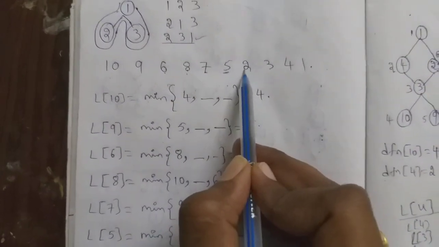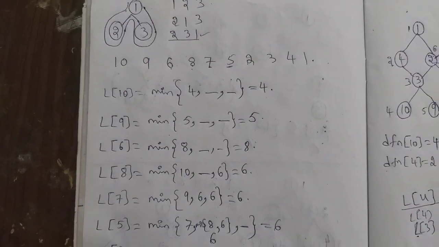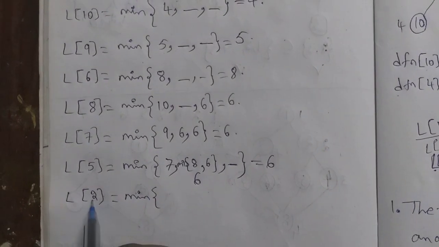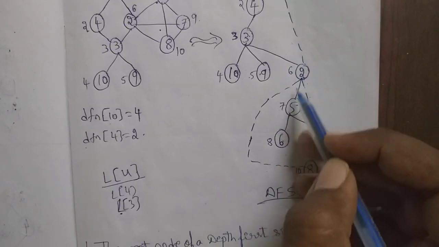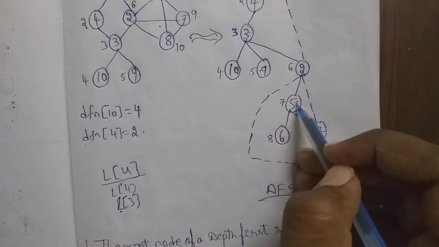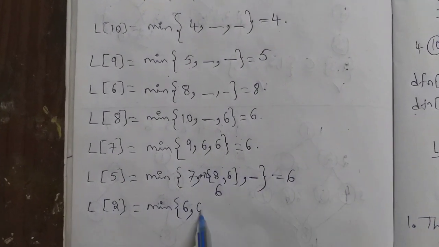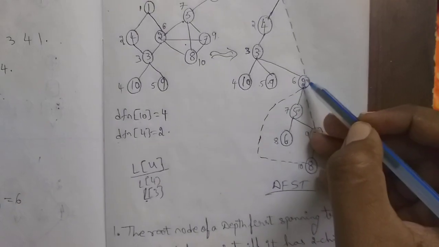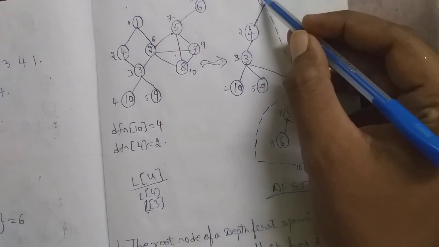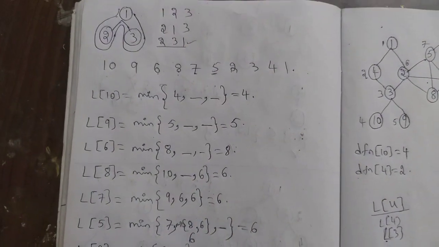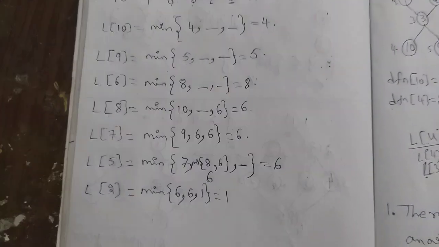Next posterior traversal sequence vertex is 2. L of 2 is equal to the minimum of the depth first number of 2. What is the depth first number of 2? 6. Any children for node 2? Yes, 5. What is the L value of 5? First, depth first number of 2 is 6. L value of 5 is 6, comma. Does node 2 have any back edges? Yes, one back edge. What is the depth first number of this back edge? 1. Therefore, L of 2 is equal to 1. Minimum of 6 comma 6 comma 1 is 1.